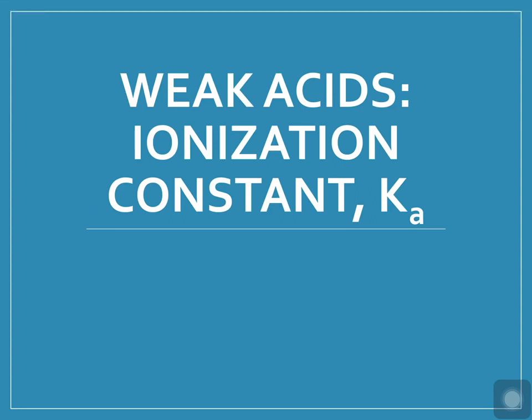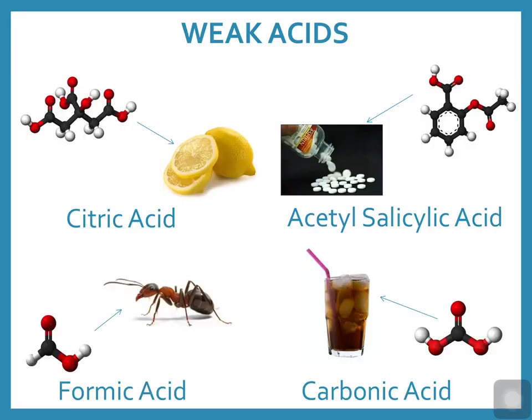In this lesson, we're going to take a look at weak acids. So we looked at strong acids and acids and bases in general in our last couple of lessons. Some examples of weak acids are citric acid, acetylsalicylic acid, formic acid, and carbonic acid.